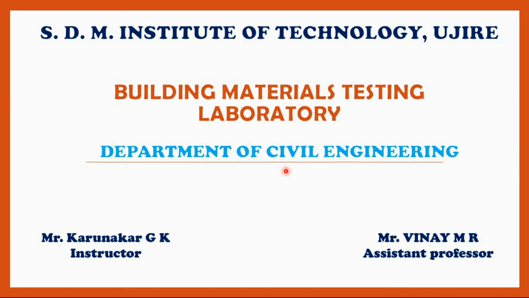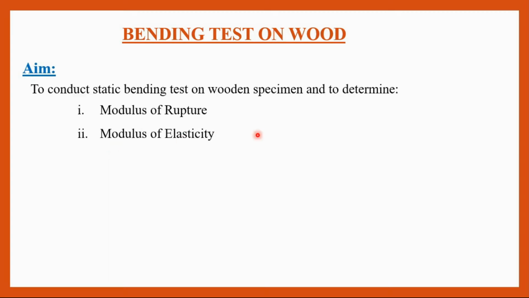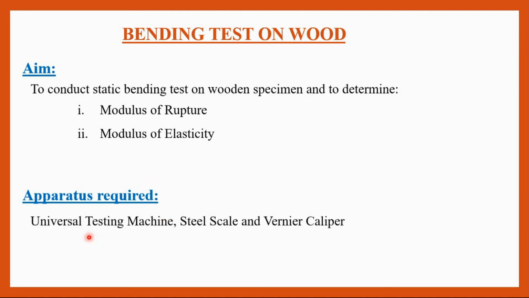Today we are going to discuss the experiment: bending test on wood. Aim of the experiment: to conduct a static bending test on a wooden specimen and to determine two important parameters, one is modulus of rupture and the other is modulus of elasticity. Apparatus required: universal testing machine to apply load, steel scale and vernier caliper to measure the cross section dimensions.